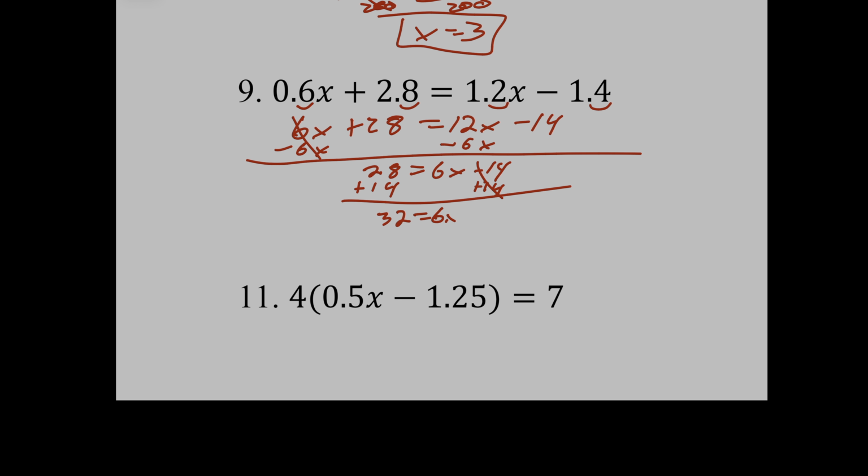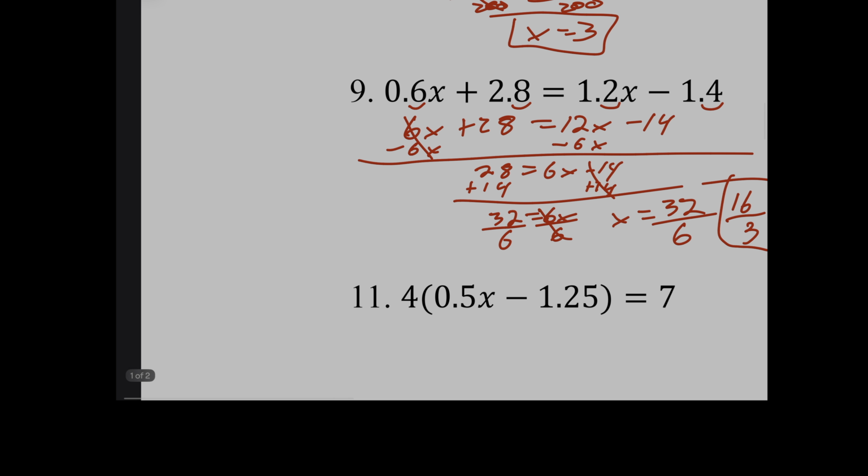And I'm going to get 32 equals 6x. So once I divide each side by 6, I'm going to get, I did something wrong? No, I didn't. So my x is going to equal 32 over 6, or 16 over 3. Okay? Let's go on to number 10.